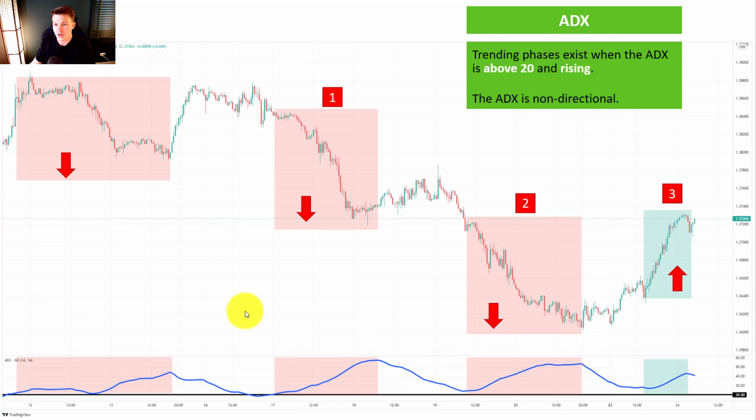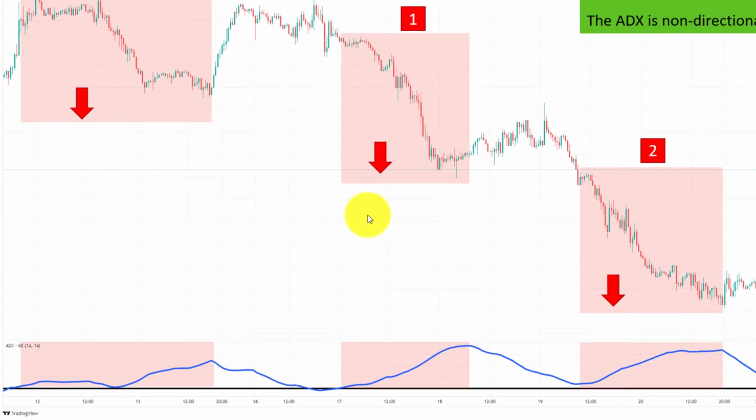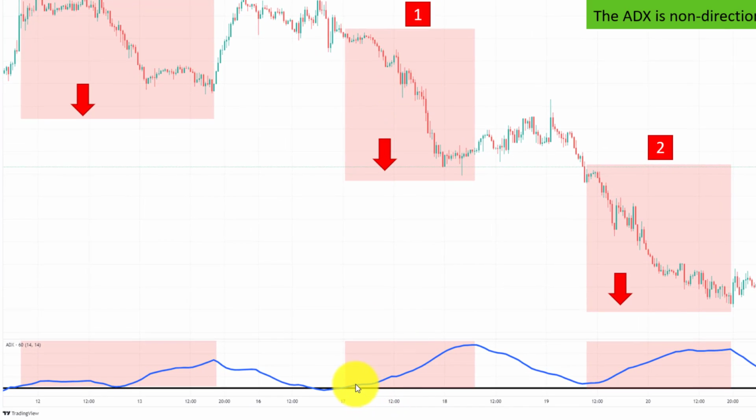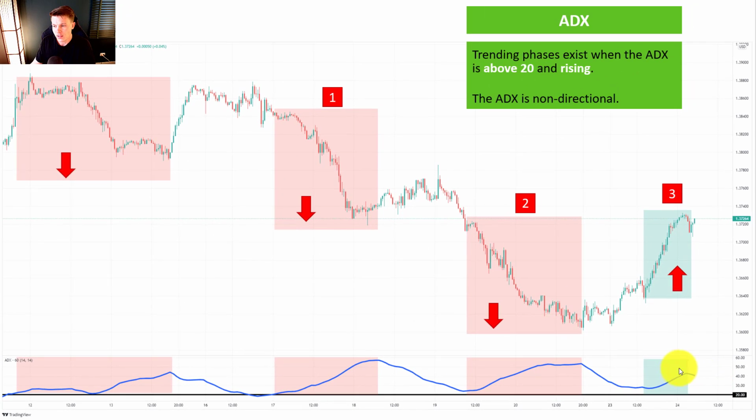I have marked a few trending scenarios. Here, for example, at 1, you can see the ADX is above 20. It's also steadily rising, and this depicts here the downward trend. Here then, when the ADX is going down, you're looking at a range market. The ADX is then picking up here again, and you can see the trend continues. Here the ADX is going up, and we have an uptrend.